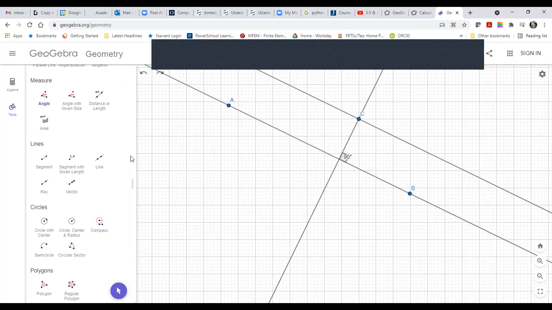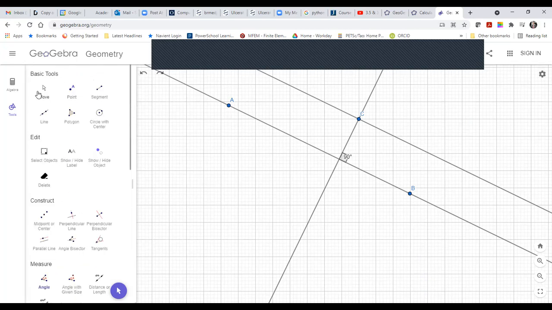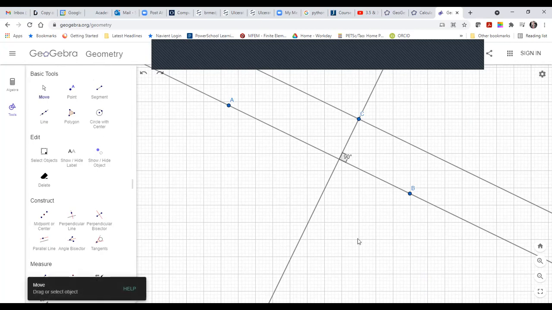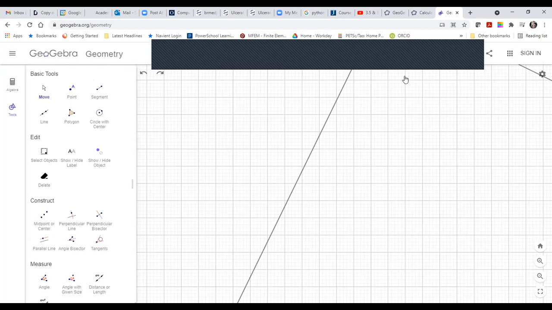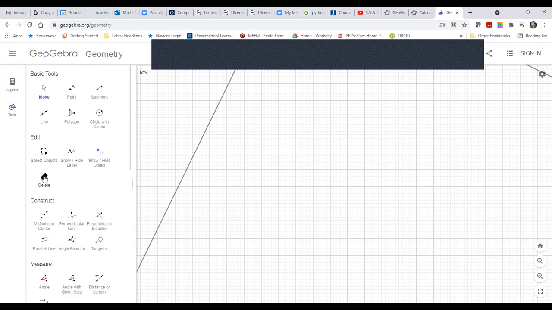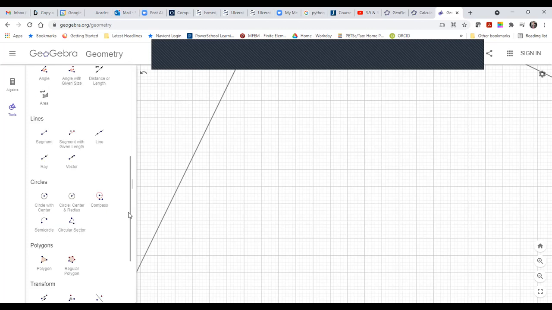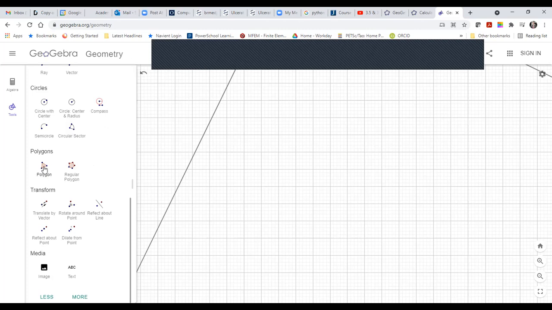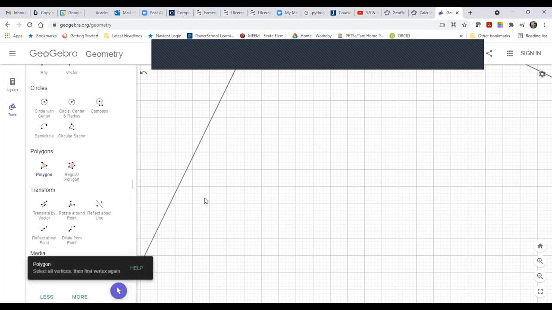Yeah, if you want to move the screen, something like that, you can go here, move. So you can move the screen up. And yeah, so if you want to draw a triangle, you simply select that one.